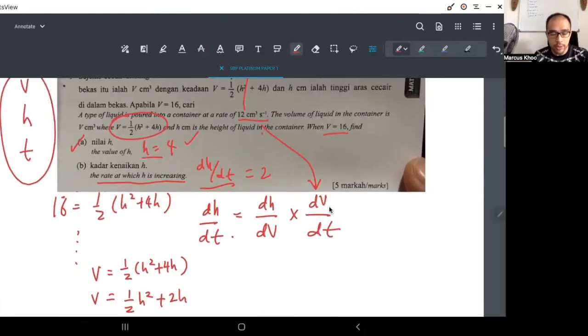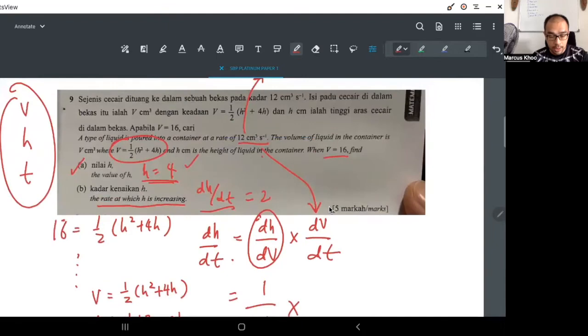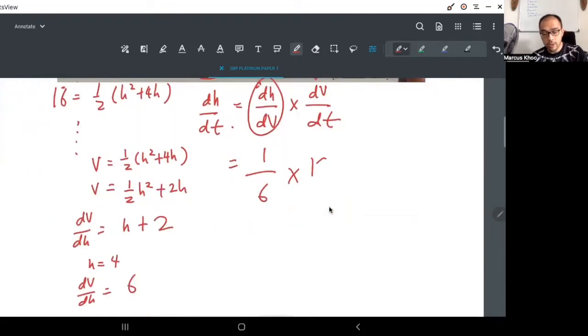There, that's why you count the value of h at the beginning lah. So h equals to 4. So dV dH equals to 4 plus 2 is 6. So kalau dV dH adalah 6, what is dH dV? It will be 1/6 times dV dt is 12. Okay. So this will give you 2, and then if you can, put in the correct unit lah. Okay, centimeter per second.